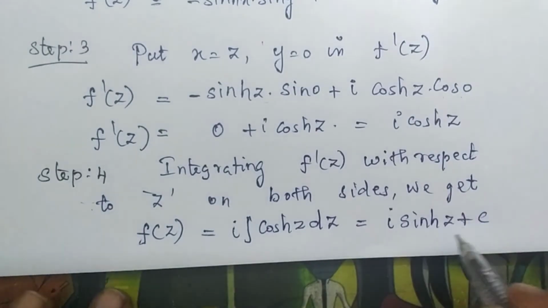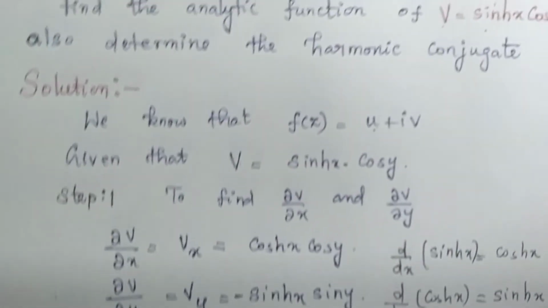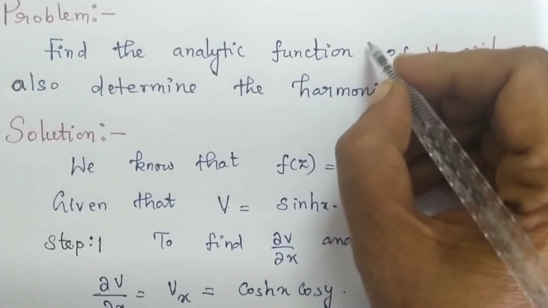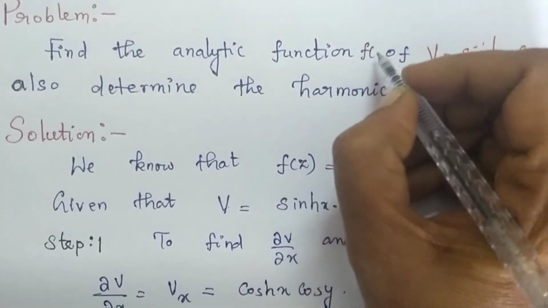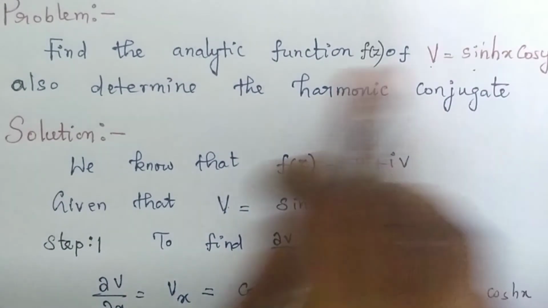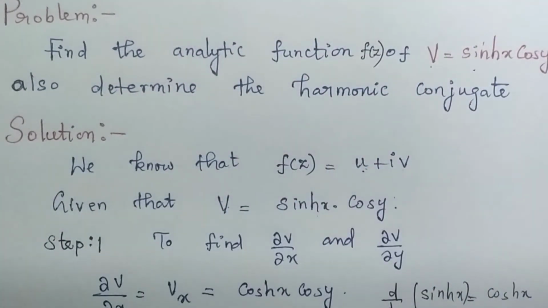So now we got the result of f of z. So the first part is over. So what is the first part? You have to find the analytic function. Analytic function means f of z. Find the analytic function f of z of v is equal to sin hx into cos y. So this part is over. We have answered the first question.